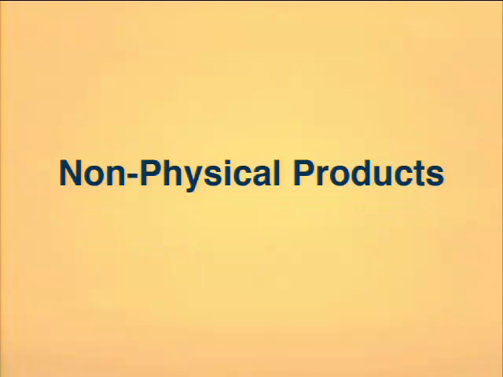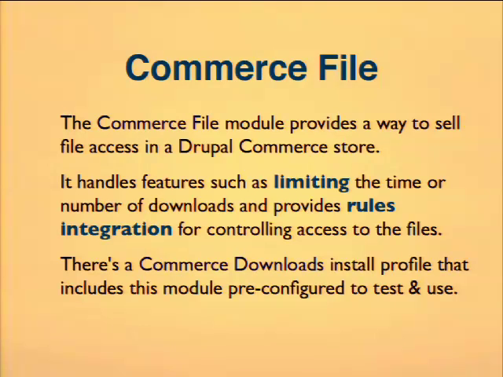Okay, so more interesting stuff are the non-physical products. Non-physical products are like subscriptions, file downloads, or whatever you don't ship to your clients or your customers. Let's start with Commerce File. So Commerce File is a way to sell file access. It's a good name, right?